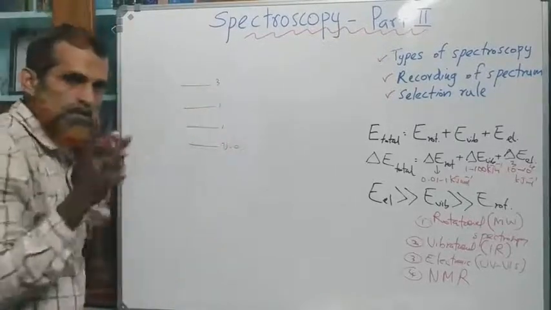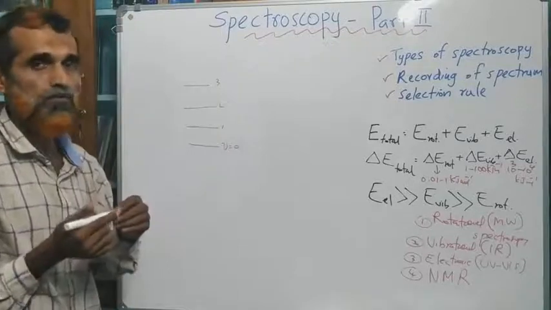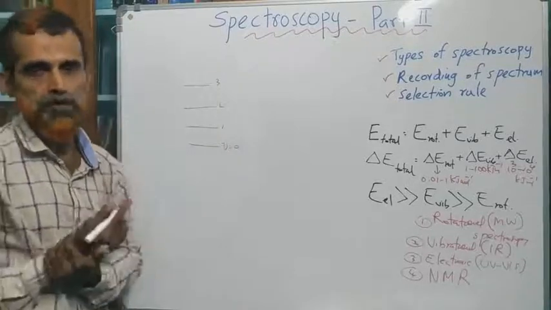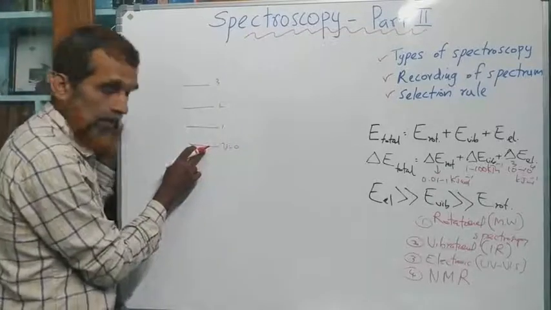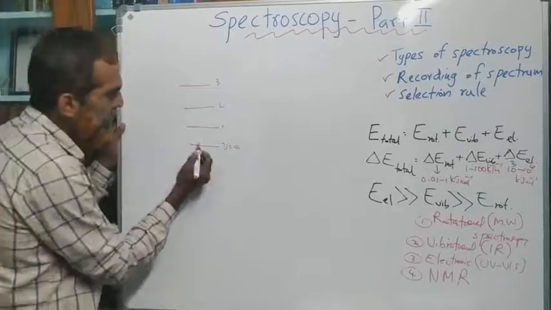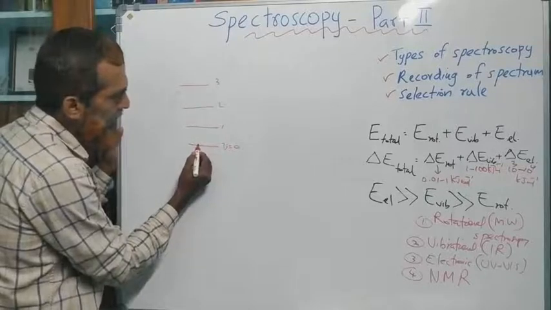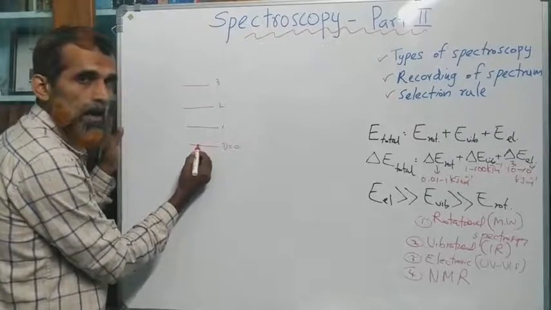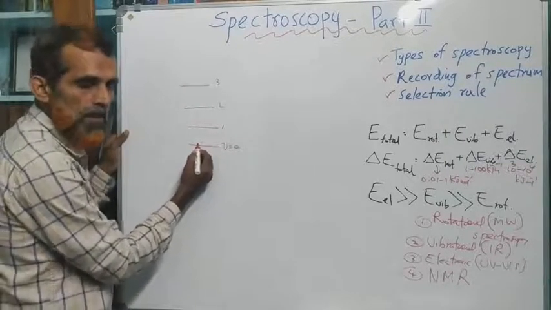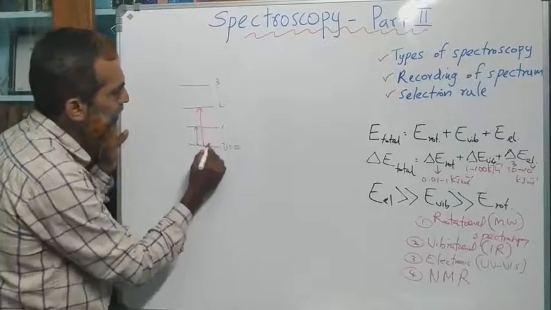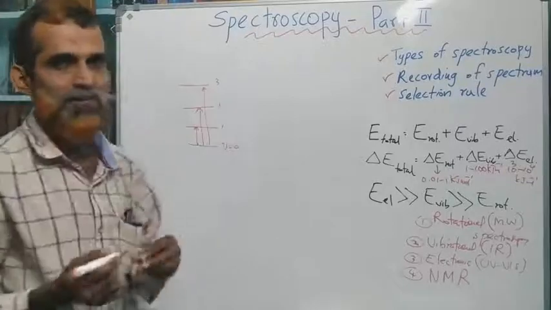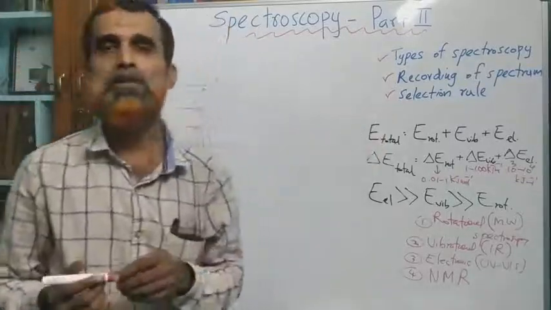Normally, let us consider, for example, vibrational spectroscopy. The molecule will normally be in the ground electronic level, ground vibrational level, right? Now the question is, from this ground level to which excited vibrational level can the molecule go, whether to 1 or to 2 or to 3, like that. There's a question. The selection rule gives the answer to this.